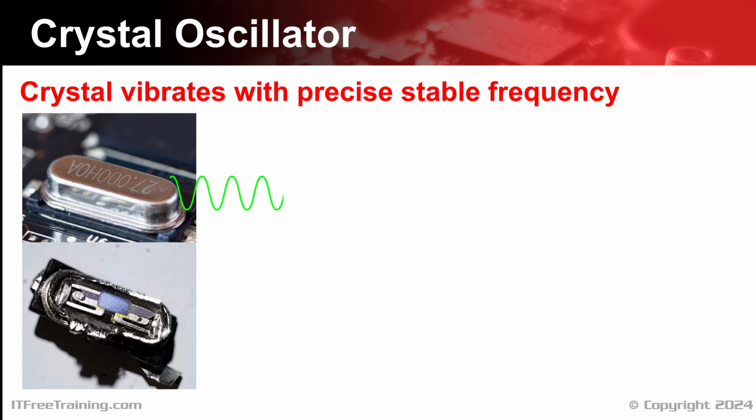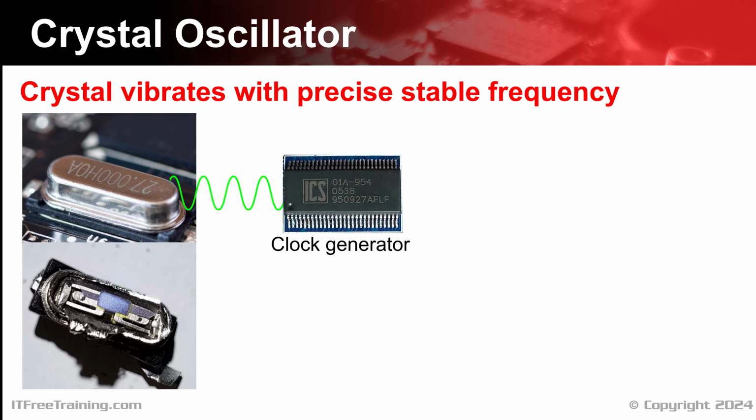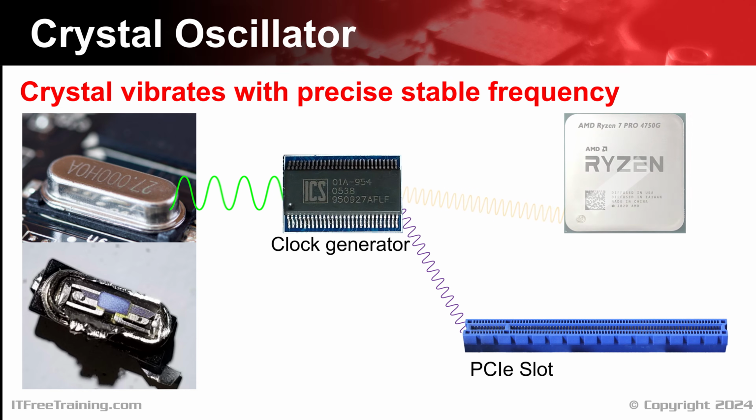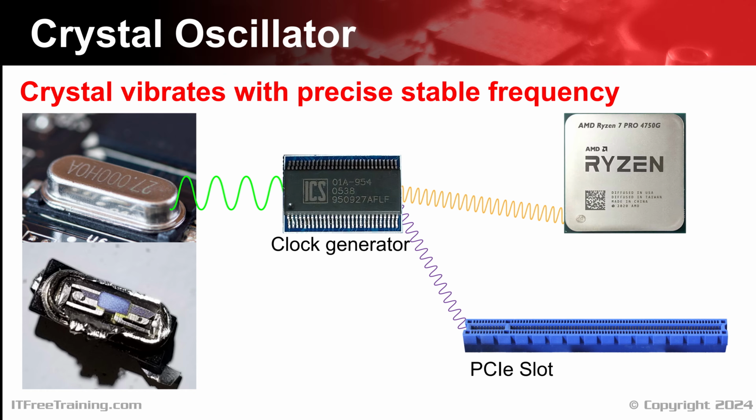This frequency is too slow to run a computer, so the next step is to put it through a clock generator to speed it up. The clock generator will create all the basic clock signals a computer will use. For example, it will create a clock signal for the PCI Express slots. A clock rate will also go to the CPU, which is where it starts getting interesting.